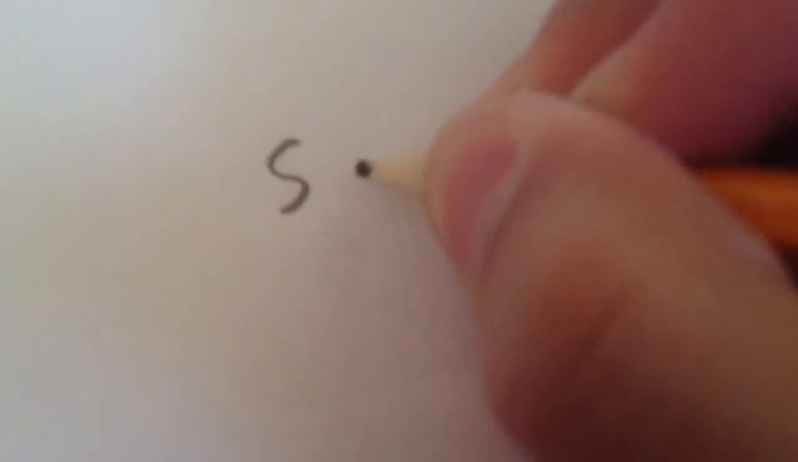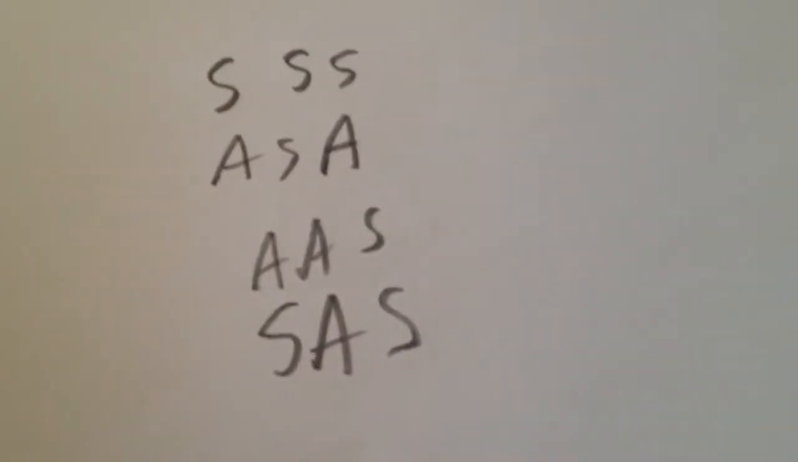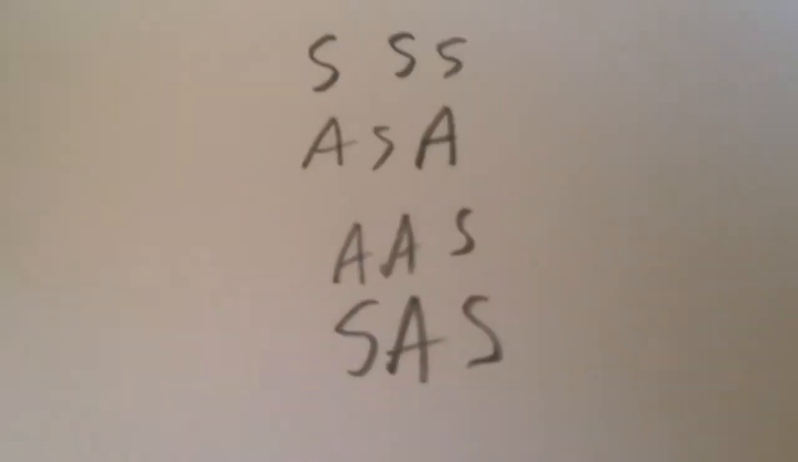That can come out as, and I'll show you right down here: side, side, side; angle, side, angle; angle, angle, side; or side, angle, side. You can pause that right there. Each of those contains the three pieces of information that you need to solve a triangle. That's pretty simple. You just have to go over it to completely understand a triangle.